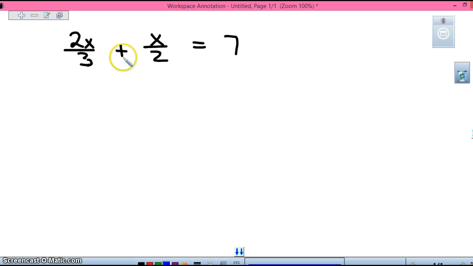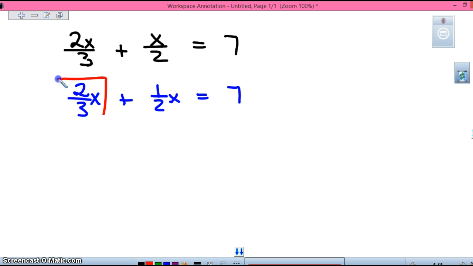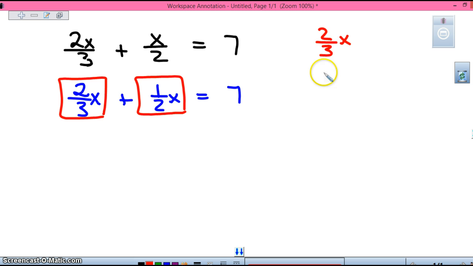If we have 2x over 3 plus x over 2 equals 7, this means exactly the same thing as 2/3 x plus 1/2 x equal to 7. Do we have like terms? Yes. 2/3 x and 1/2 x are like terms. We need to add these. Going to show my work on the side.